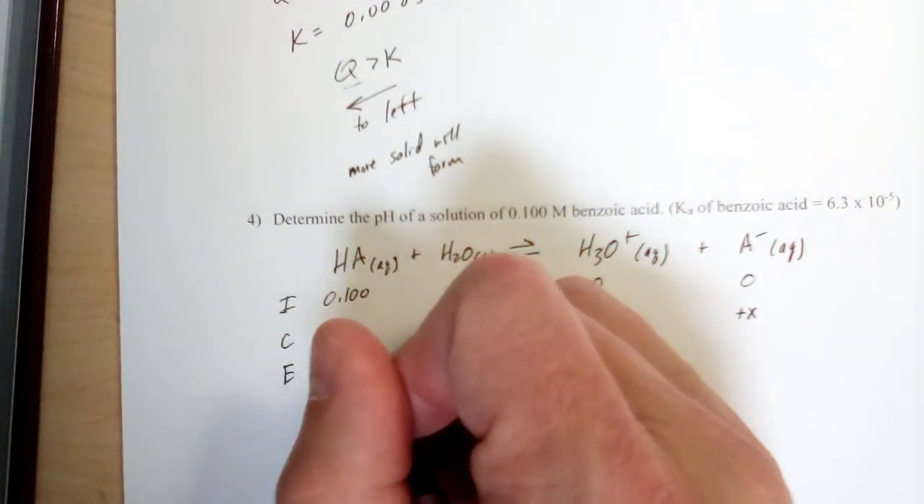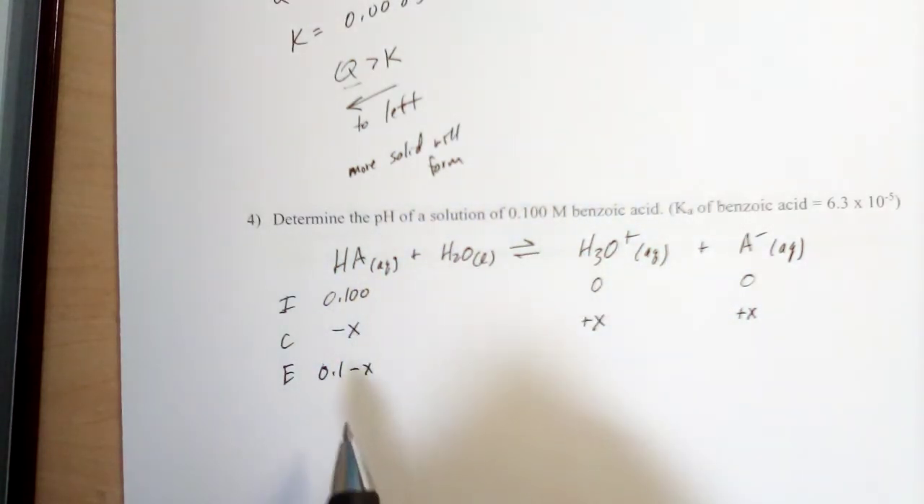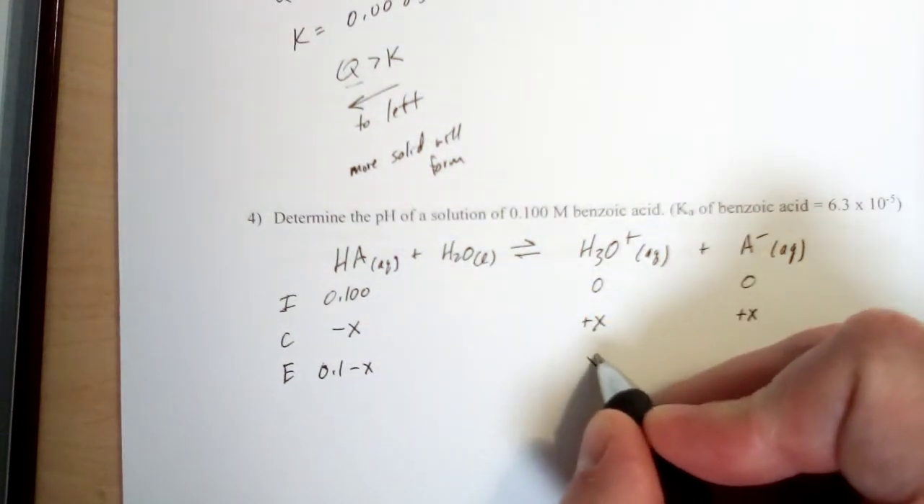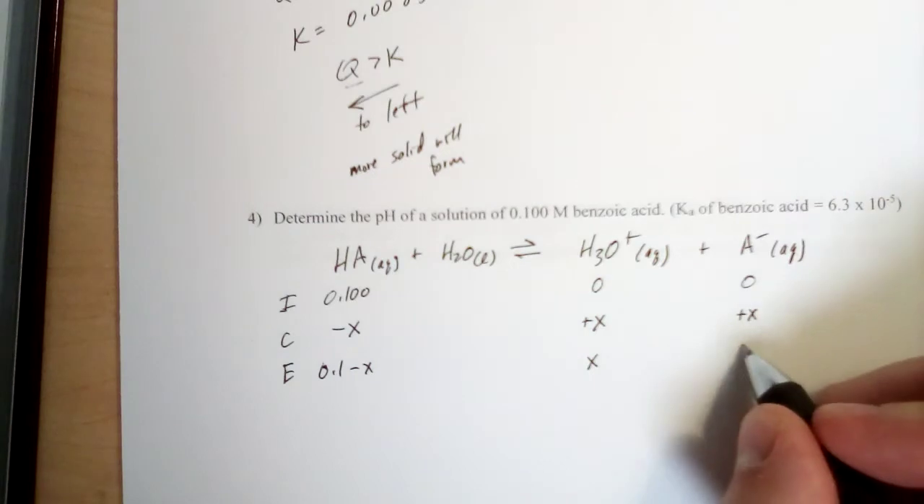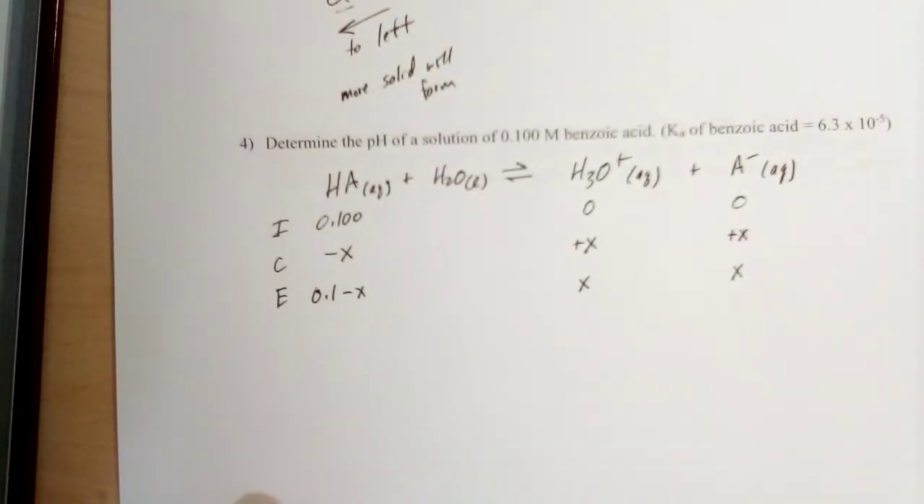At equilibrium, this would be 0.1 minus X. Now, it is a 3 significant figure concentration, but for simplicity, I'm going to leave off those trailing zeros for the moment, but we don't want to forget that when we get to the end. 0 plus X would be X in each of these cases. Now, that's our ice chart.